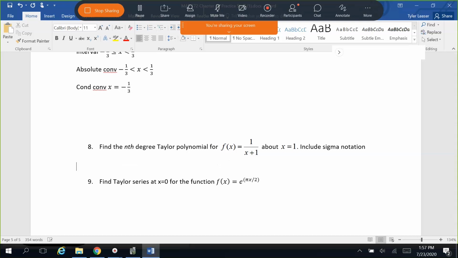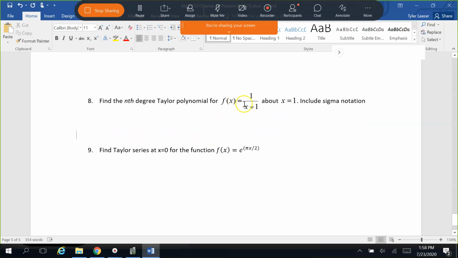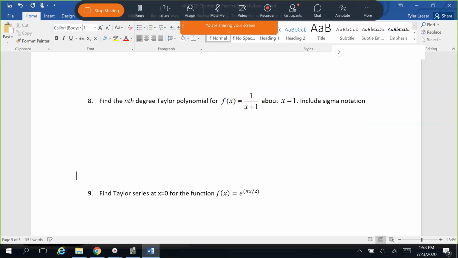All right, so 2 last questions here. We'll probably just do one of them because they're really the same thing. So 8, find the nth degree Taylor polynomial for f of x is 1 over x plus 1 about x equals 1, include sigma notation.